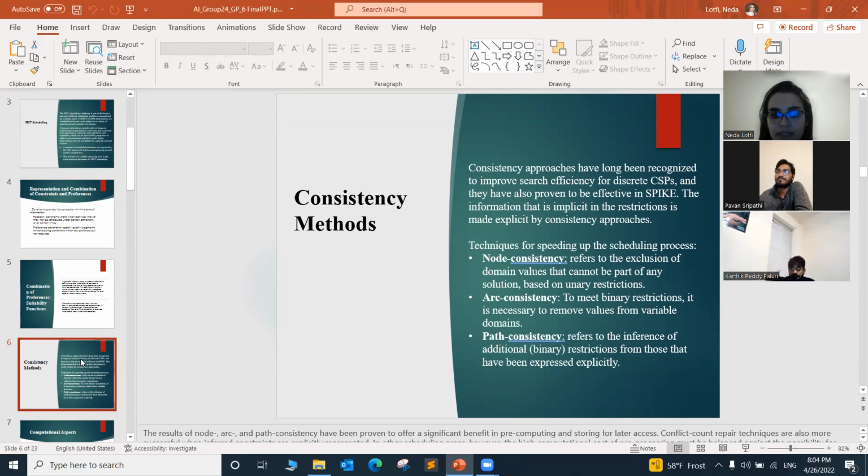Node consistency refers to the exclusion of domain values that cannot be part of any solution based on unary restrictions. Arc consistency is to meet binary restrictions. It is necessary to remove values from variable domains, and path consistency refers to the inference of additional binary restrictions from those that have been expressed explicitly.